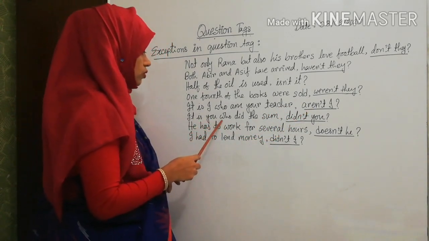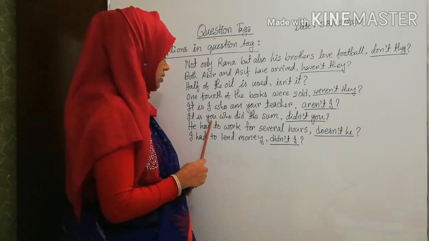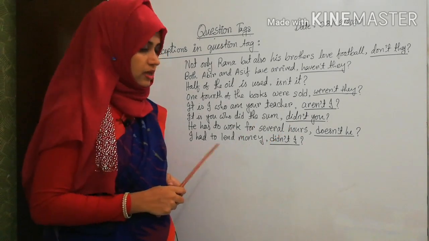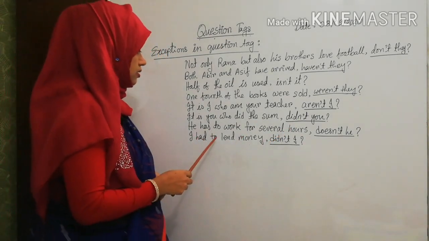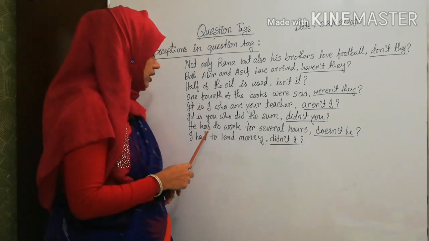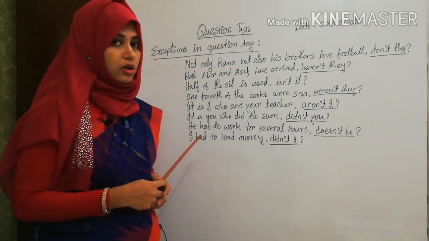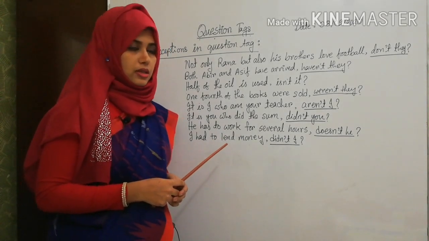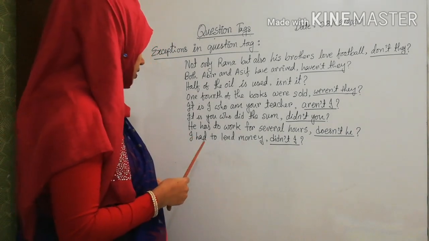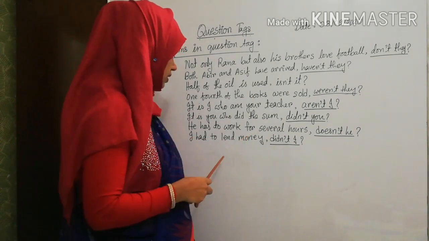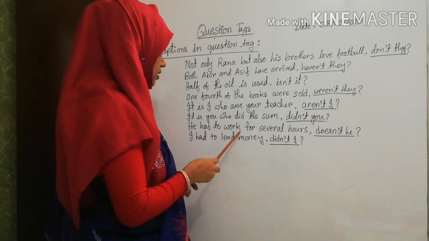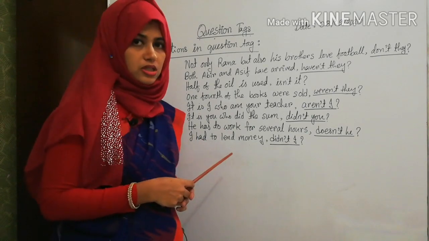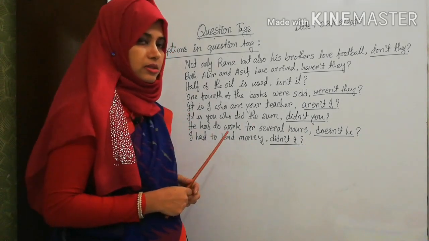Next one is it is you who did the sum. So this is the subject and this is the verb. So the question tag is didn't you. Okay. Next, he has to work for several hours. In case of has to, had to, we have to use do, does, did as tag question. Okay. So the tag is doesn't he. As this is present tense and it is a third person singular number, we are using does.